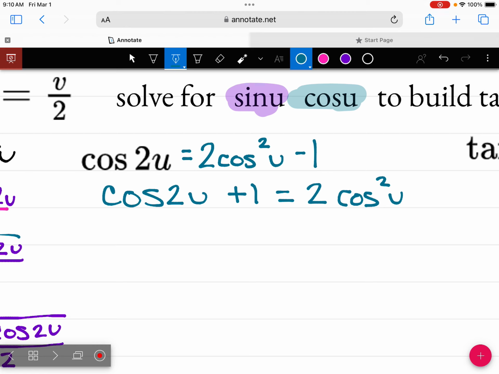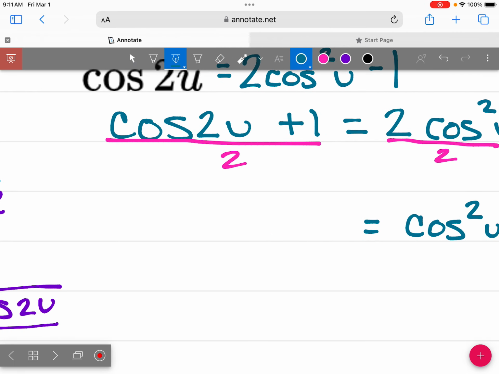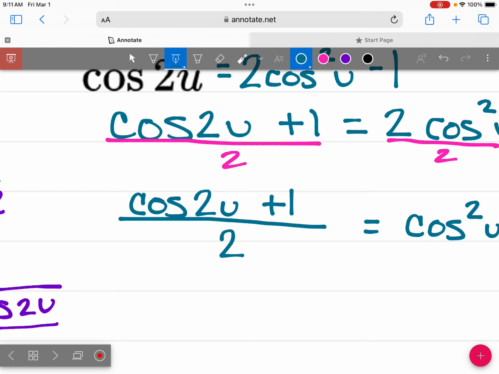And we're working to isolate this one. So if it bothers you that we're going to work right to left, flip-flop it. It makes no difference which side your equal sign's on. Trying to get cosine by itself, so we're going to divide both sides by 2, to everybody. So we're going to have cosine squared u equals cosine 2u plus 1 over 2.